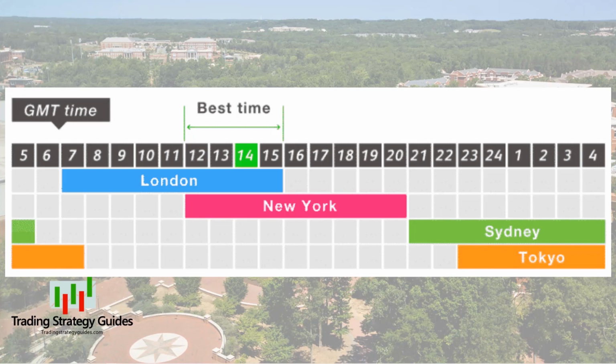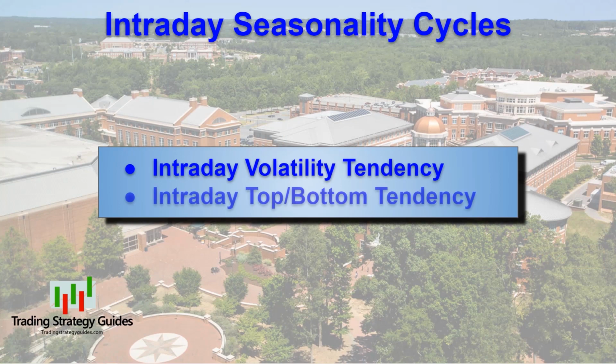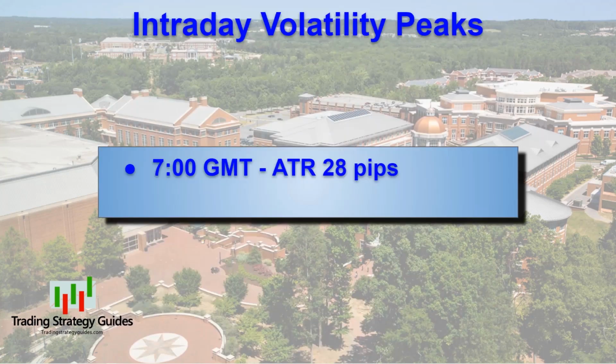Next, we're going to look at the 2 types of intraday seasonality cycles that will help us improve our Forex game. The first one is intraday volatility tendency, and the second, intraday tops and bottoms tendency. In this chart, we show the EURUSD volatility in pips of price movement per hour of the day from the beginning of the year. The EURUSD tendency is to have 2 main peaks in volatility, one around 700 GMT with the maximum ATR around 28 pips, and the second one between 1300 and 1500 GMT with the maximum ATR around 34 pips. So how is this information going to help you?